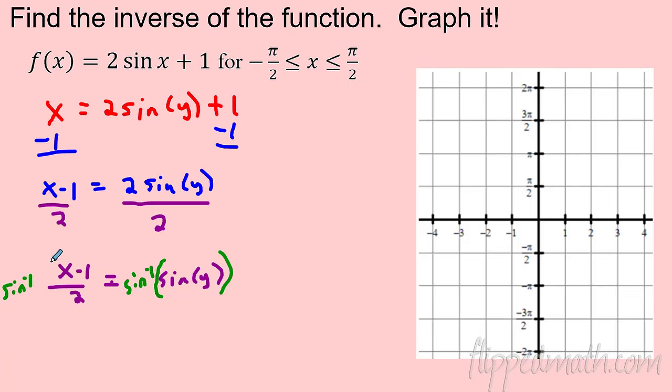So you're going to get some weird looking answers. Don't freak out. It's okay. They just are going to look a little crazy here. So what happens here? Well, inverse sine cancels the sine, and I'm left with whatever's in there, which in this case is just y. And then what happens here? Nothing really exciting. We're just going to leave it alone like that. Okay, there it is right there.